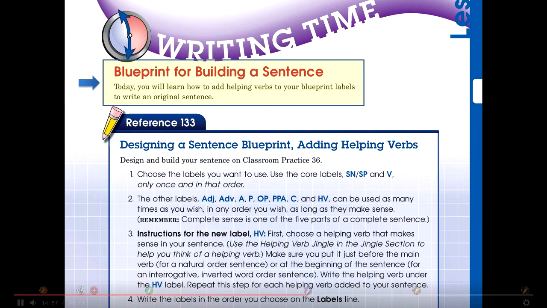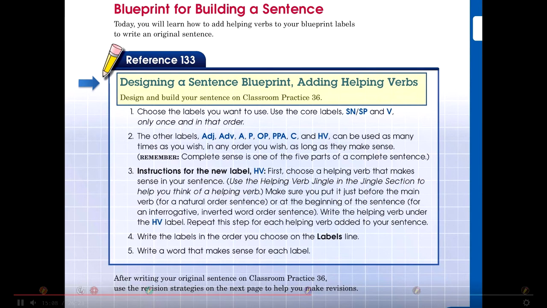Let's get ready to write. Blueprint for building a sentence. Today you will learn how to add helping verbs to your blueprint labels to write an original sentence. Reference 133 will help us to design a sentence blueprint adding helping verbs. Design and build your sentence on Classroom Practice 36.